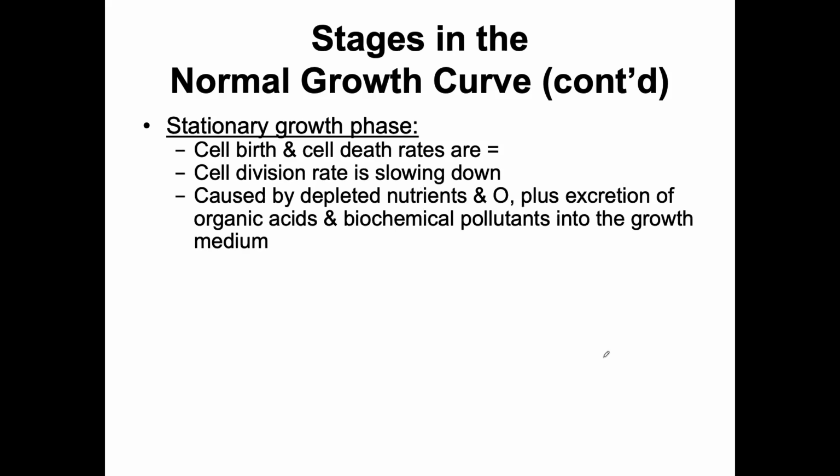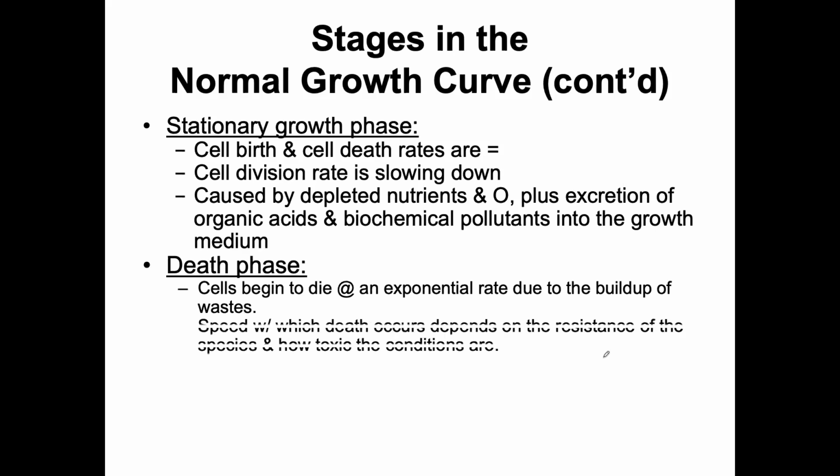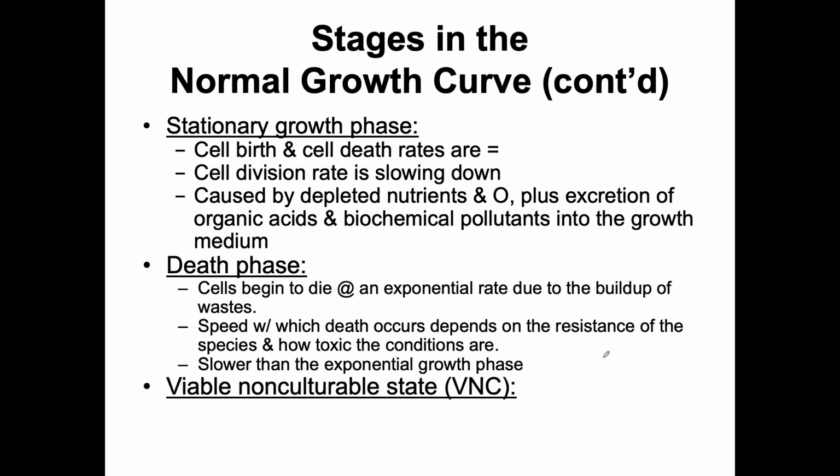Cell division slows down, and junk is building up inside the flask that keeps the growth rate getting lower. Then in the death phase, the cells start to die at an exponential rate because of the waste products that build up. That speeds up even more as time goes by. It's usually slower than the growth phase, and eventually we have everybody dead.